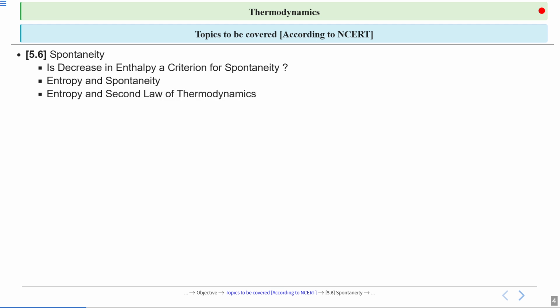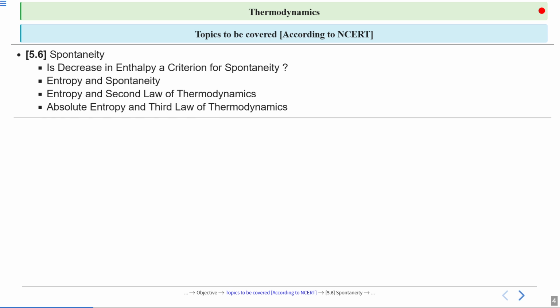And the second law of thermodynamics will be introduced at the same time, which will again be related to entropy. And lastly, we'll see the third law today. Okay, so we'll see both the second law and the third law, plus the entropy part. Okay, so let's start our discussion.